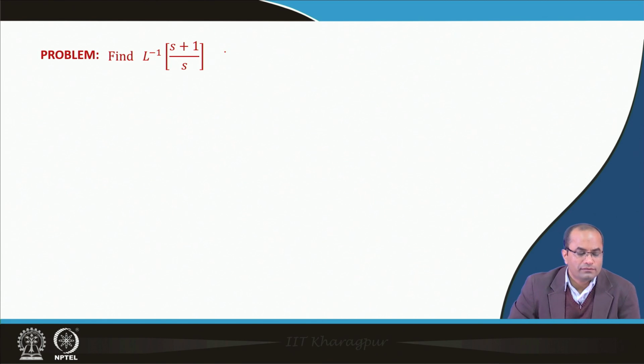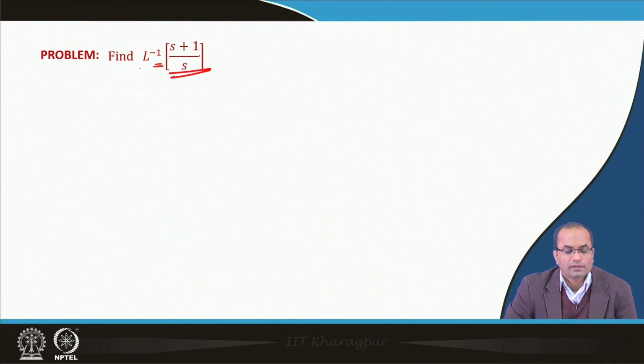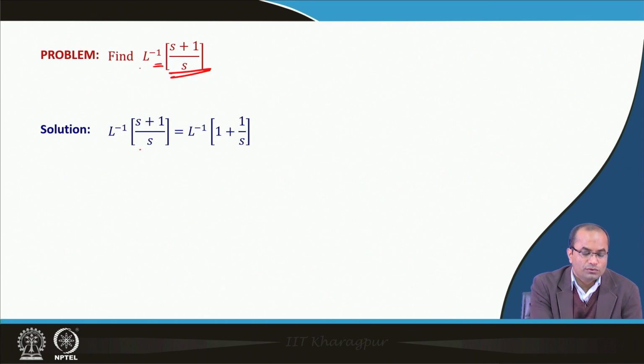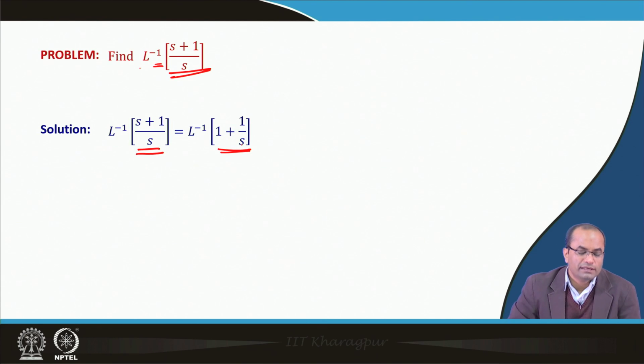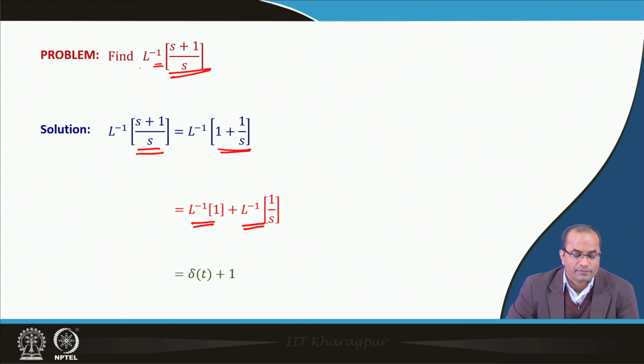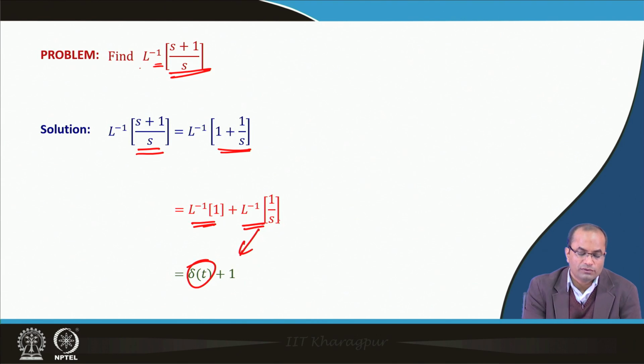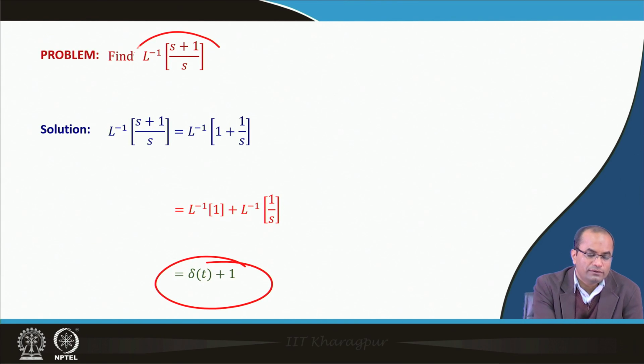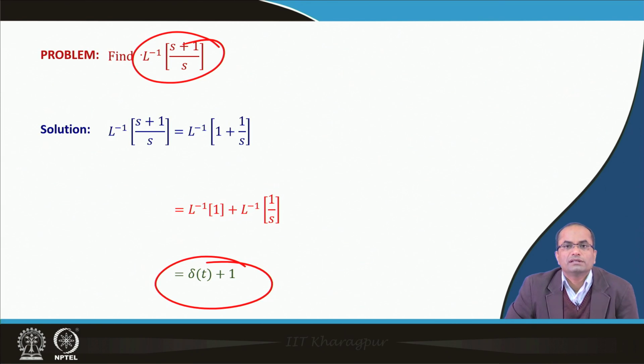Okay, just a problem here where we will find the Laplace inverse of (s plus 1) divided by s. So (s plus 1) divided by s can be written as 1 plus 1 over s, and then we can apply the Laplace inverse. So we have the Laplace inverse of 1 and the Laplace inverse of 1 over s. The Laplace inverse of 1 is the Dirac delta function, delta(t minus 0) or delta(t), and the Laplace inverse of 1 over s is 1. So we have 1 plus delta(t) as the value of L inverse of (s plus 1) divided by s.